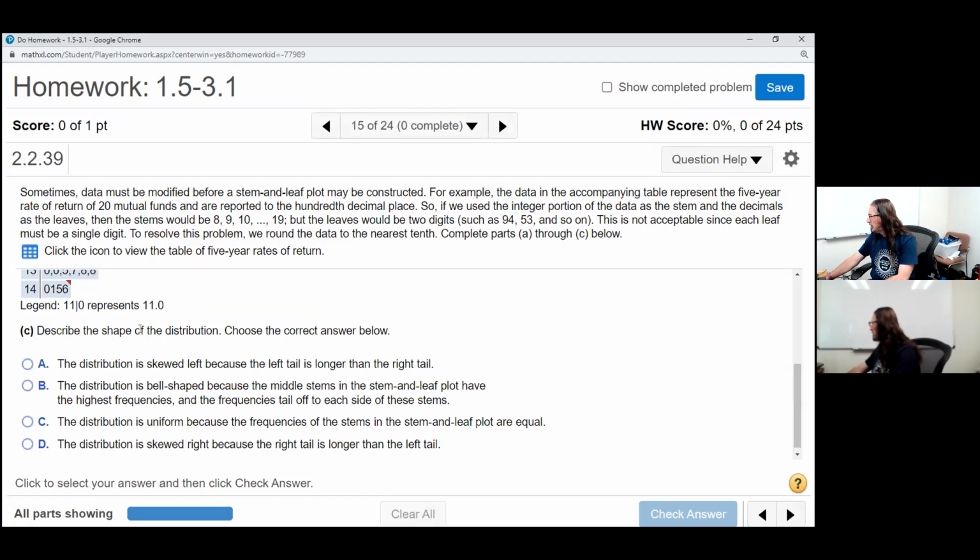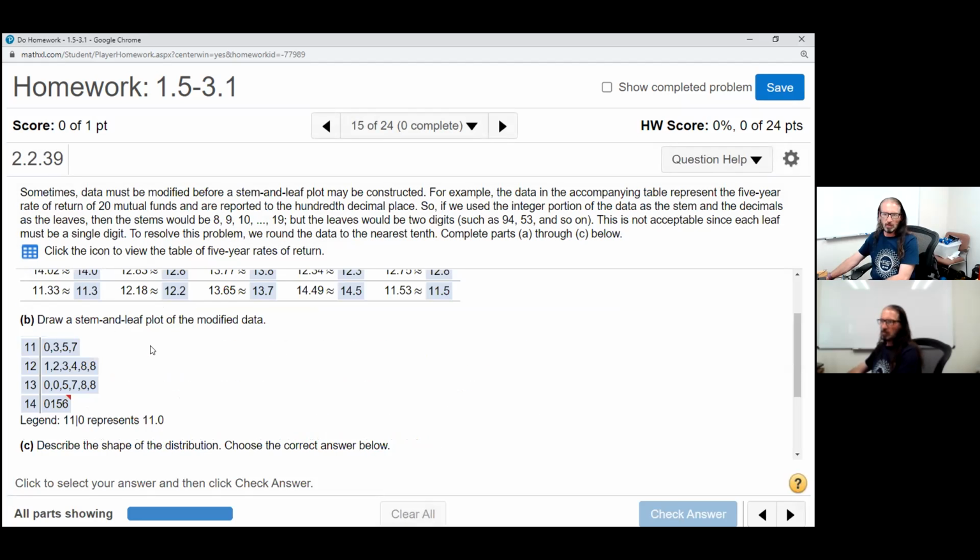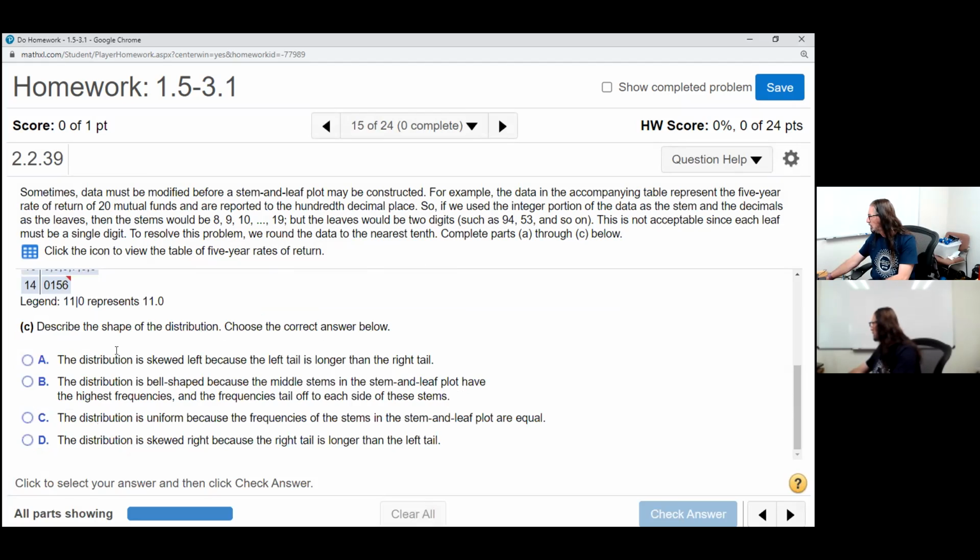And describe the shape of the distribution. This definitely looks symmetric. We've got 4 groups here. Down the middle, 6 and 4. Going the other direction, 6 and 4 in terms of how many scores there are. So it's definitely looking symmetric. However, that's not one of the choices. I can, because I have stated that, leave out choice A and choice D. The question is B or C. Which one is it there?